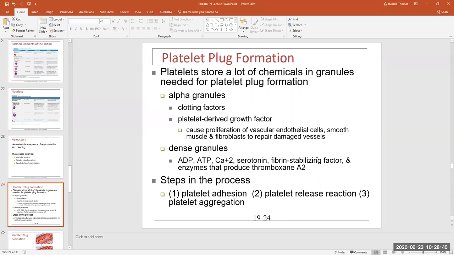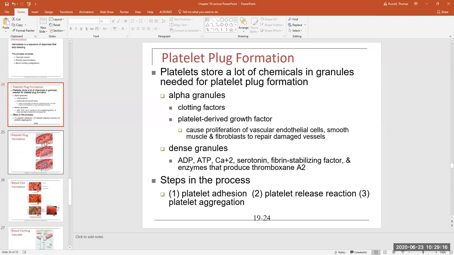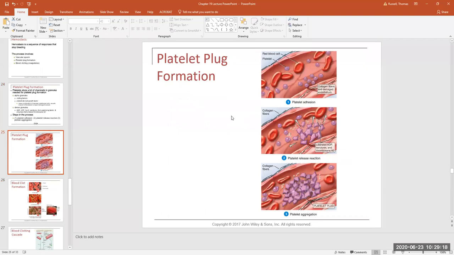Fibrin stabilizing factor is actually clotting factor number 13, Roman numeral. So I hope you guys know your Roman numerals. We're going to learn a few factors in a minute. The clotting factors are all designated with Roman numerals, except for four of them that have a name. We're not learning those. But fibrin stabilizing factor comes from a dense granule. It's actually called clotting factor number 13. It helps stabilize the blood clot, thus its name. All right, so let's look at a platelet plug and then go through the steps of blood clotting.